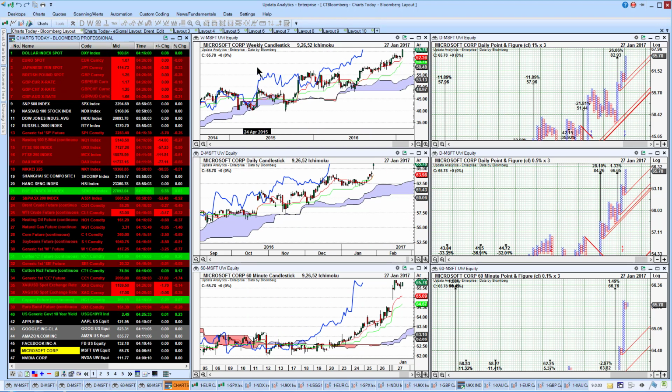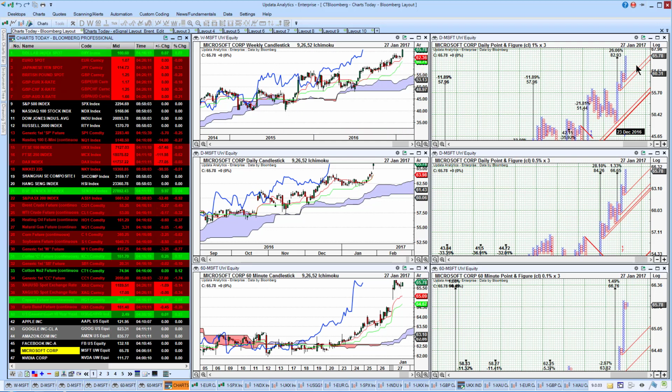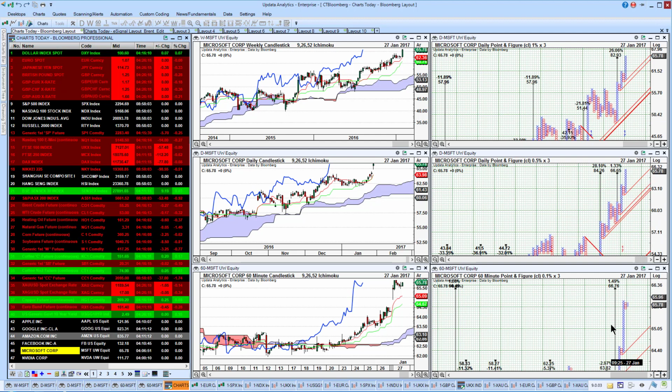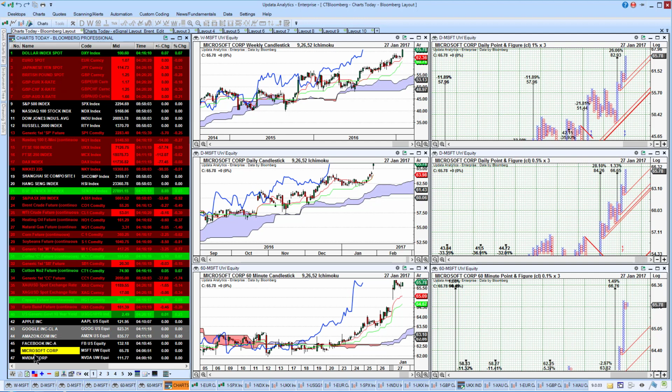I bought Microsoft basically because it made a new 15-year high just a couple of months ago, breaking this level here, starting to run. 26% upside, 28% upside here, and just 1% upside on the short-term chart. So nothing stellar, but just steadily improving.